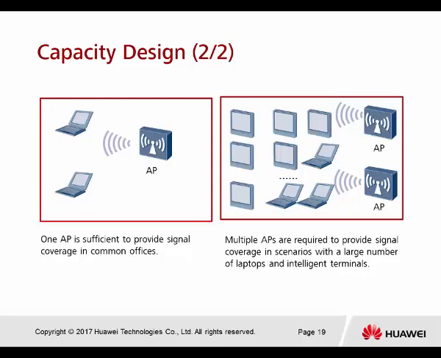One AP is sufficient to provide the signal coverage in a common office. When there are too many users, when the concurrent users are increased, or maybe they expand the building and the office, and now more users are connecting to the internet through the Wi-Fi, you need to use more APs to prevent the overload.